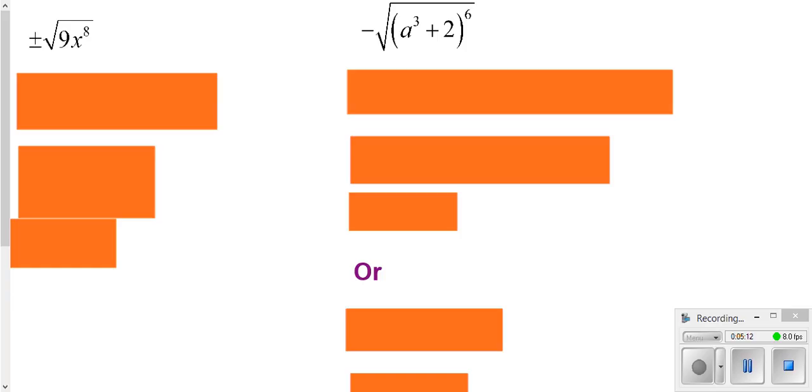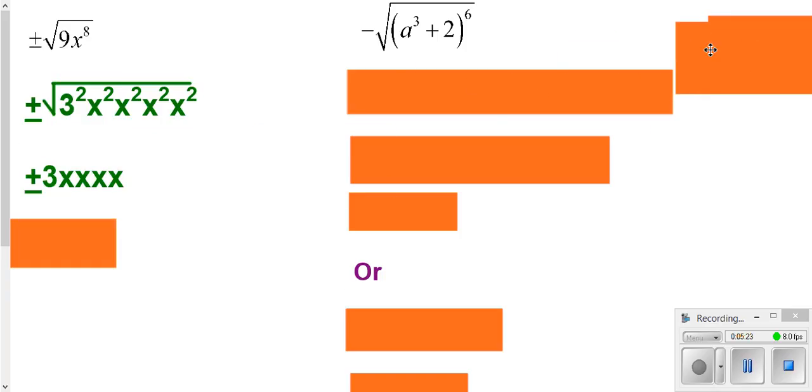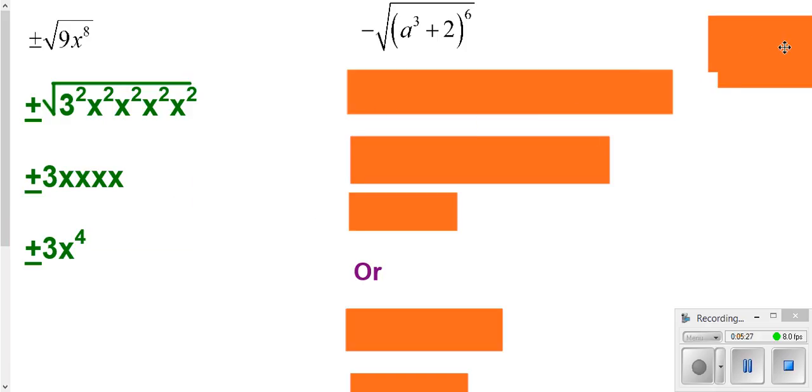So go ahead and try to do these two quickly, and then watch the video. You can write the inside on this one here as perfect squares. Your square root then cancels out each one of those squares, and it leaves you with a 3x to the 4th with your plus or minus.